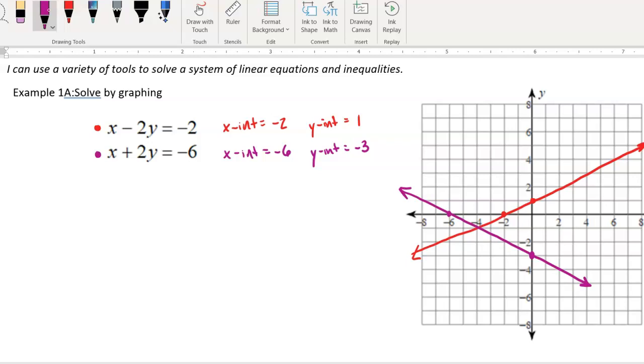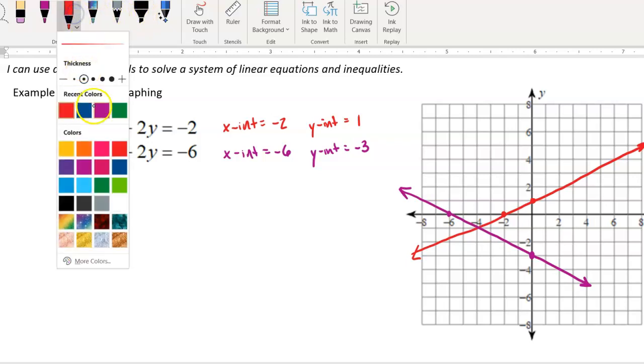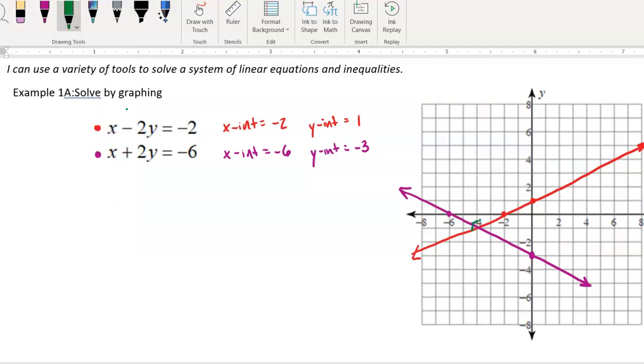All right, so now we're looking for the intersection. Where do these two lines intersect? Because where they intersect, that's the solution. Before, we were trying to find just the x value. Now we want to find both an x and a y value. So the intersection point is a coordinate, where x is negative 4 and y is negative 1. So that would be your solution: negative 4, negative 1. That's how we would solve it, by graphing.